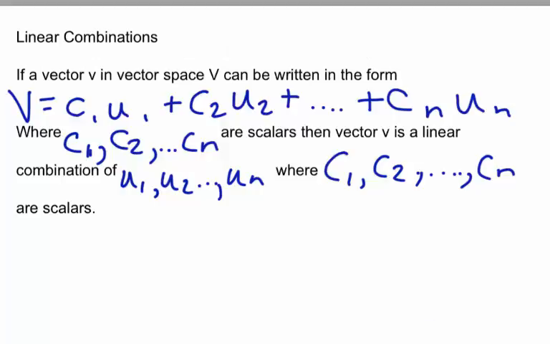In this video, we're going to talk about linear combinations. If a vector v in vector space V can be written in the form v equals c sub 1 times u sub 1 plus c sub 2 times u sub 2, and so on up to the nth term, where c sub 1, c sub 2 through c sub n are scalars, then we say our vector v is a linear combination of u sub 1, u sub 2 up to the nth term.